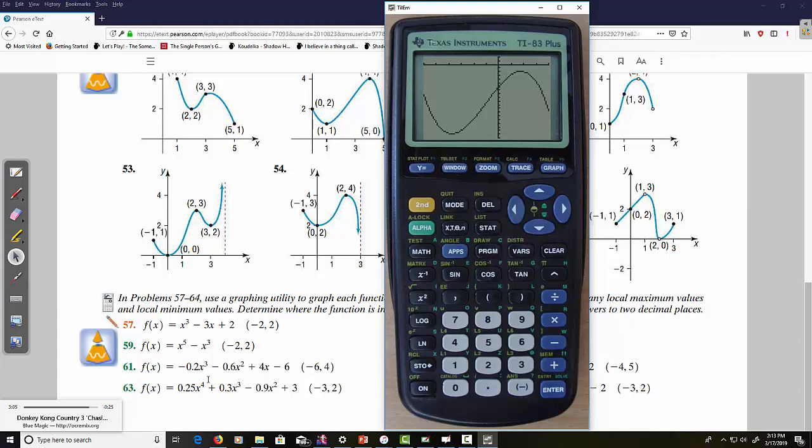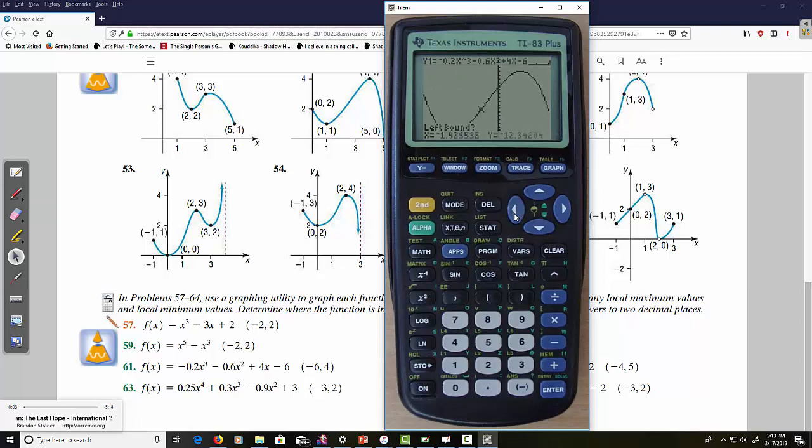Let's use our calculator to find those values, to approximate them. It won't necessarily give you the exact values if it's an irrational number. It'll give you a rounded off version, but your calculator is still pretty powerful for doing this. So let's go into the calc menu, which is second of trace. We want these two functions. So let's first do the minimum.